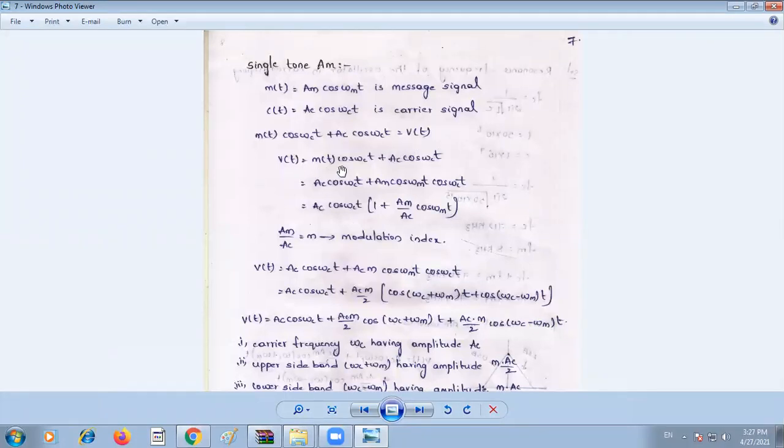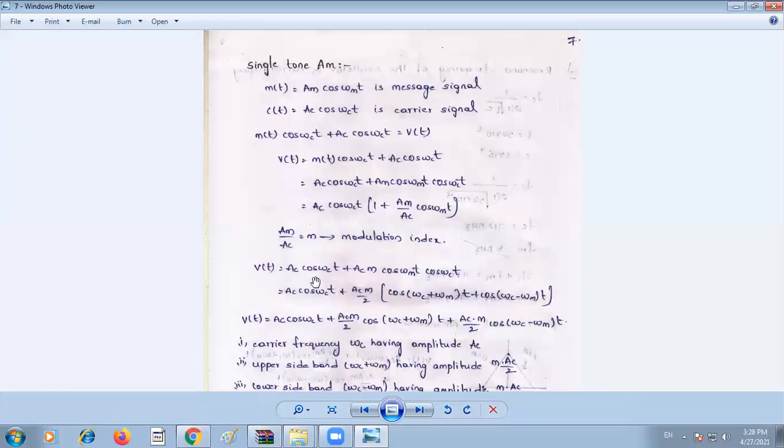Now v of t is equal to m of t cos omega c t plus Ac cos omega c t, that is Ac cos omega c t plus Am cos omega m t cos omega c t. Now Ac cos omega c t into 1 plus Am by Ac cos omega m t. Now we can simplify the mathematical equation. Ac cos omega c t is common, and in 1 plus Am by Ac cos omega m t, Am by Ac is the M, that is the modulation index.